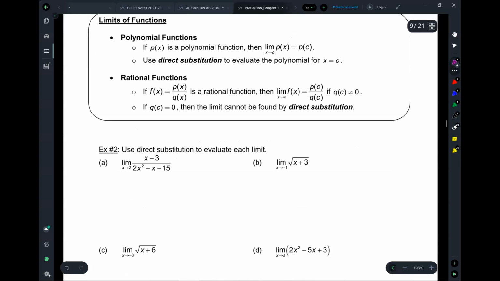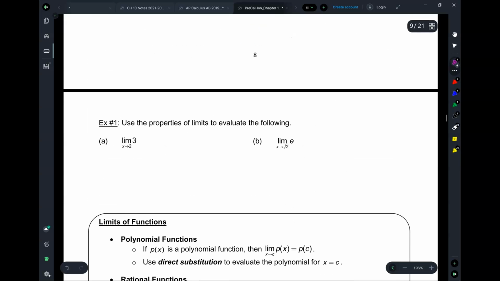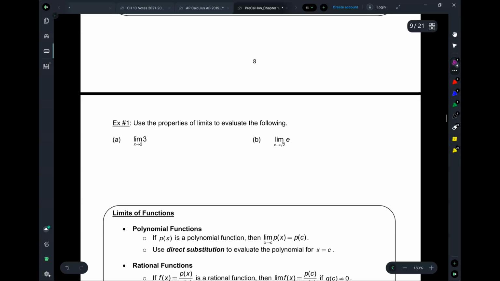So using properties of limits, evaluate the following. What do you think the first one is? 3. How about the second one? The limit as x approaches root 2 of e. E, because e is just a constant.